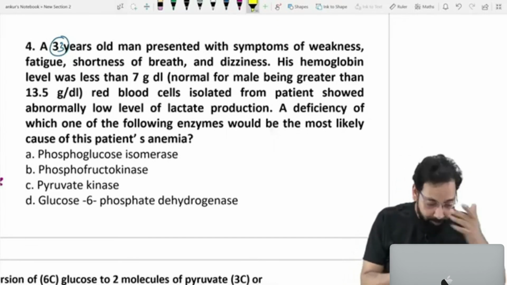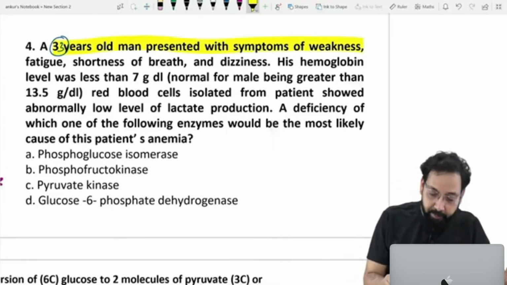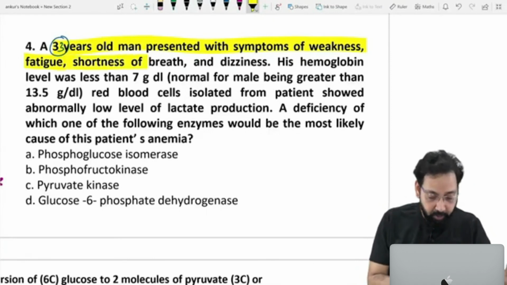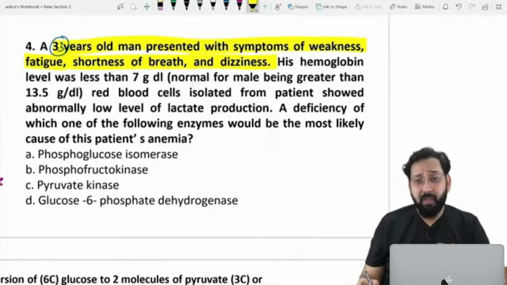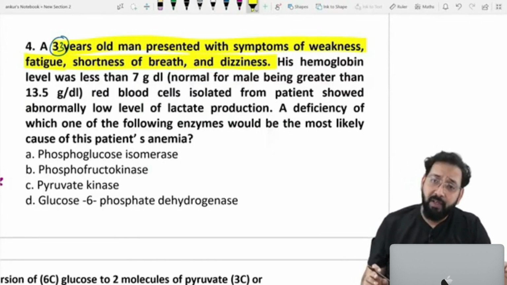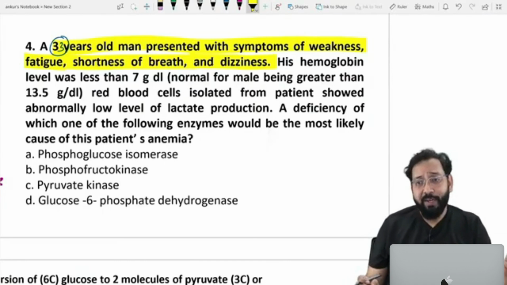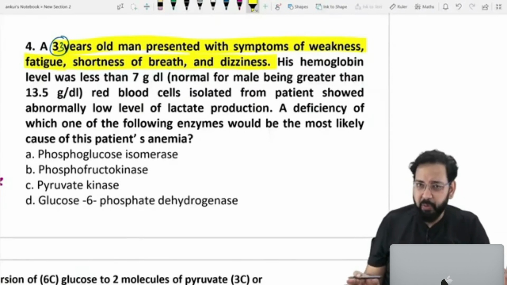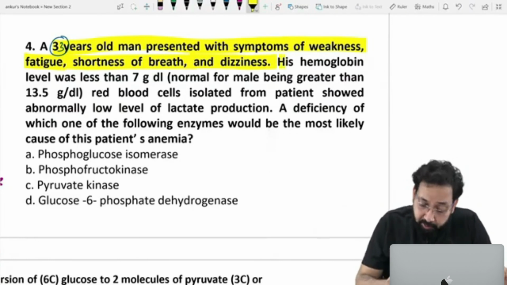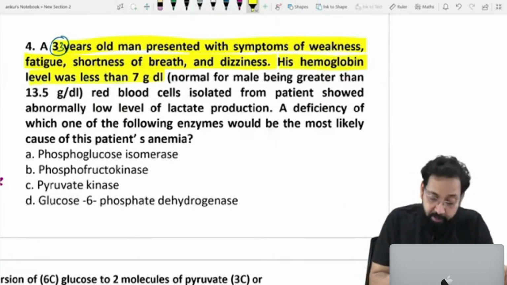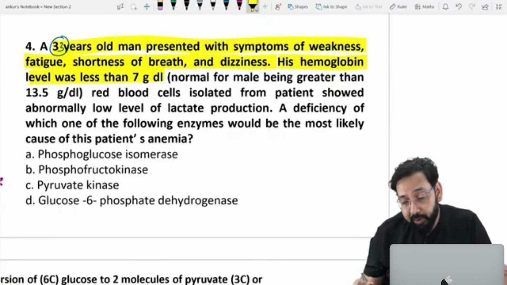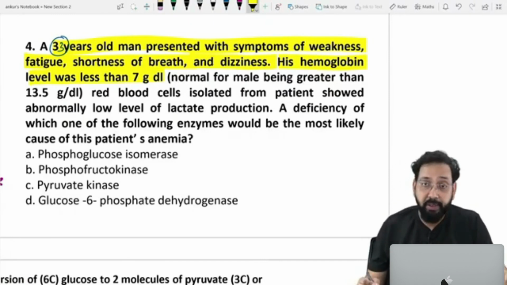A 33-year-old man presented with symptoms of weakness, fatigue, shortness of breath. Up to this, you can't say any diagnosis. In clinical practice, the second or third patient would come saying, doctor, weakness is there, fatigue is there, shortness of breath is there, feeling dizzy. Yes, weakness is there, but his hemoglobin was 7. Now you can say all these symptoms can be explained by anemia.